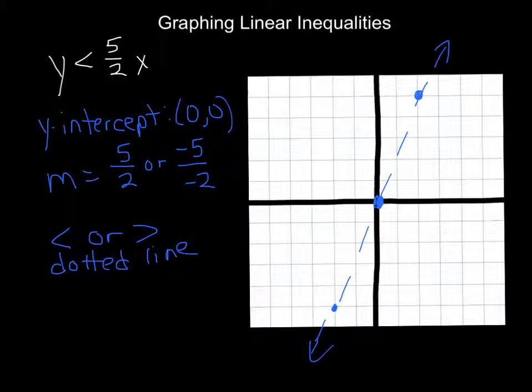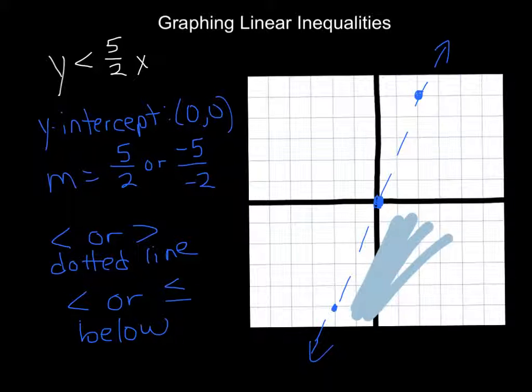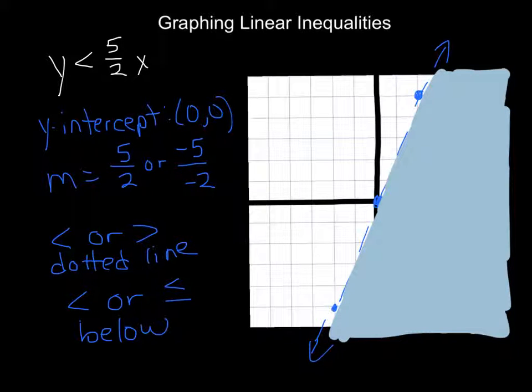Okay, now for the shading, it is a less than. So anytime it's less than or equal to, we're going to shade below the line, which would be down in this area. Now notice again, with the shading, I went all the way out to the edge. Do it as neat as you can. The line now serves as a border. It's not actually part of our solution. Only the shaded area is. It does keep on going infinitely, though, just like the line would.